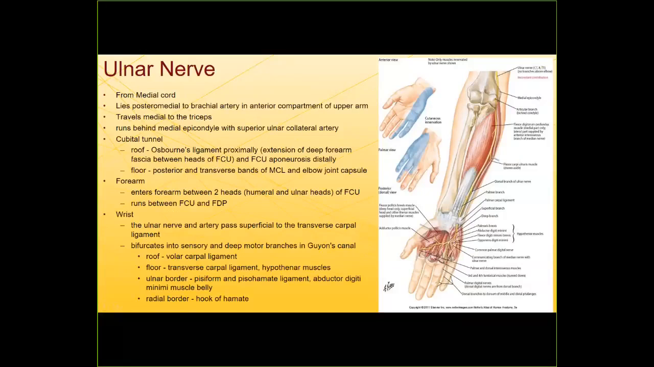Right? And I wanted to talk about that before we talk about the ulnar nerve, because the ulnar nerve ultimately ends up innervating two of the lumbricals and all the interossei, right? So to understand how it works, it's really important to understand how the extensor apparatus, or extensor mechanism, works, okay? All right, so the ulnar nerve comes from the medial cord of the brachial plexus. It lies basically near the brachial artery in the anterior compartment of the upper arm, right here, okay?